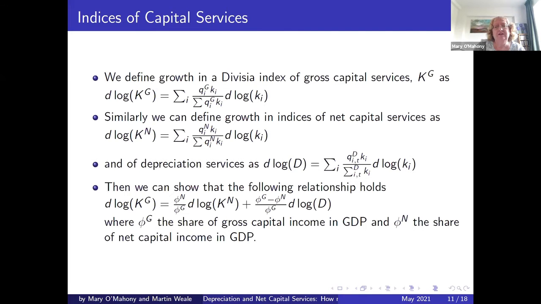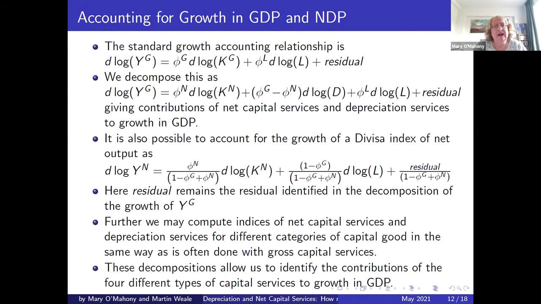And then we can define Divisia indexes of the growth in gross capital stock, or gross capital services, net capital services, and depreciation services. There is a technical note, if anyone's interested, we can send it to you, on this underlying framework, but you can show that the growth in the gross capital services is a weighted average of the net and the depreciation, with the weights given in the formula here. And then for the growth accounting contribution, the standard growth accounting relationship is given by the first equation. And then we decompose that into the net capital services term, depreciation term, labor term, and the residual is the same.